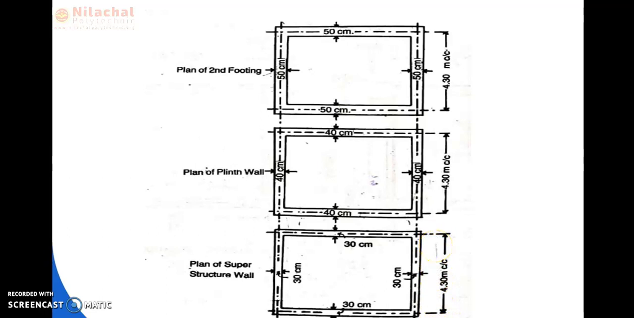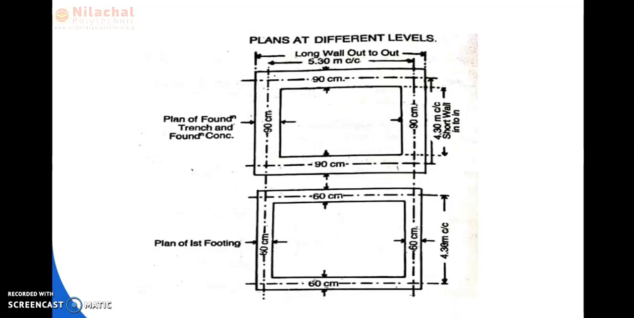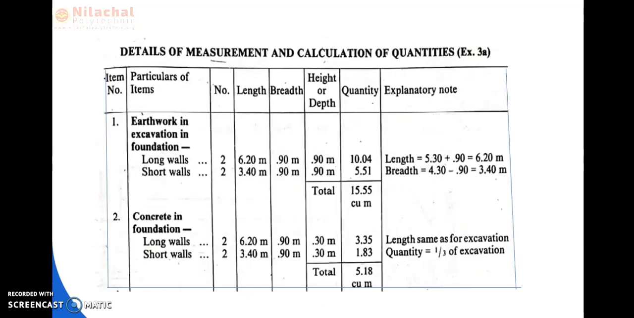It describes the different levels, meaning here the foundation cement concrete level, first footing level, second footing level, plinth level, and superstructure level. In these levels, the wall has different conditions. Okay. Here only the breadth is changed, no change in the center to center distance. Okay. Next, we are going through the calculation part.